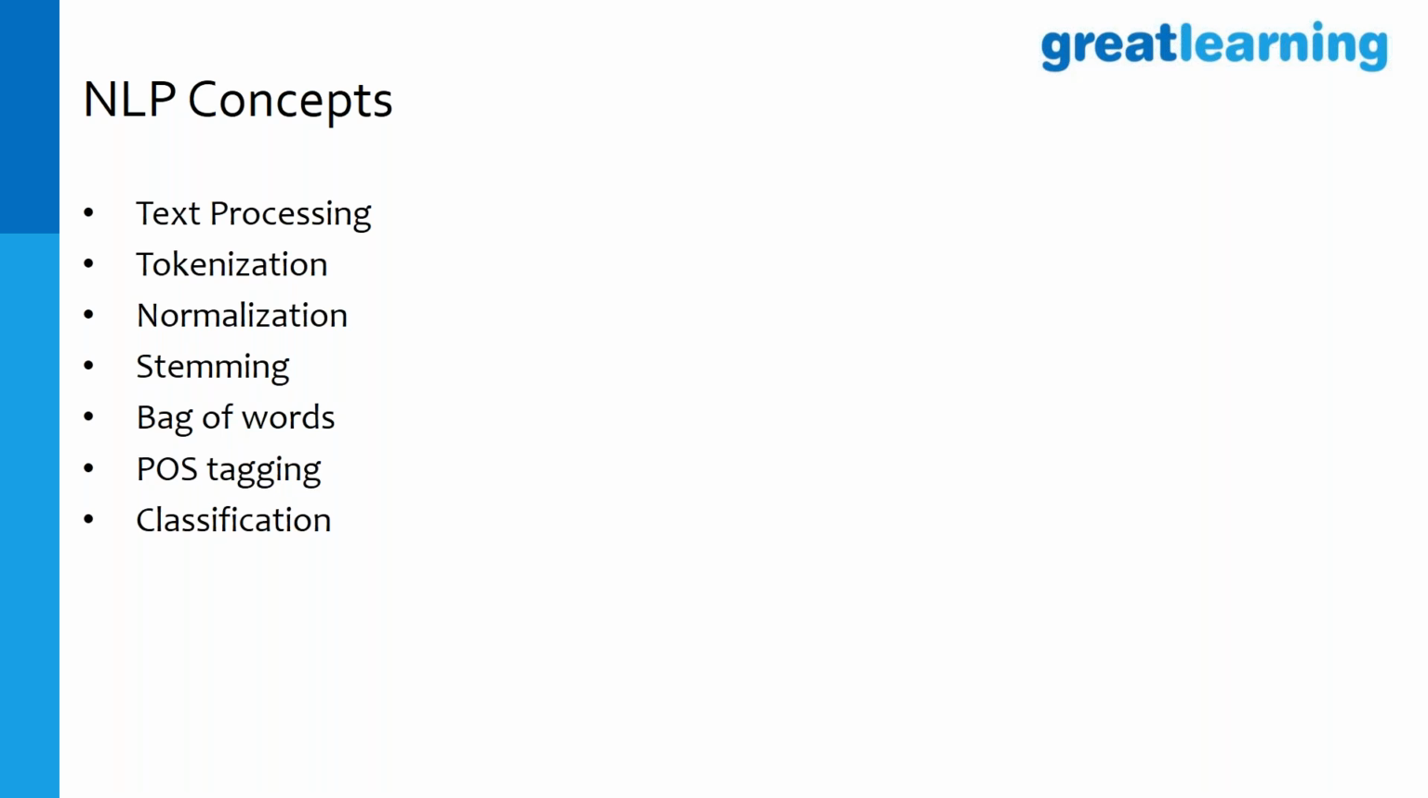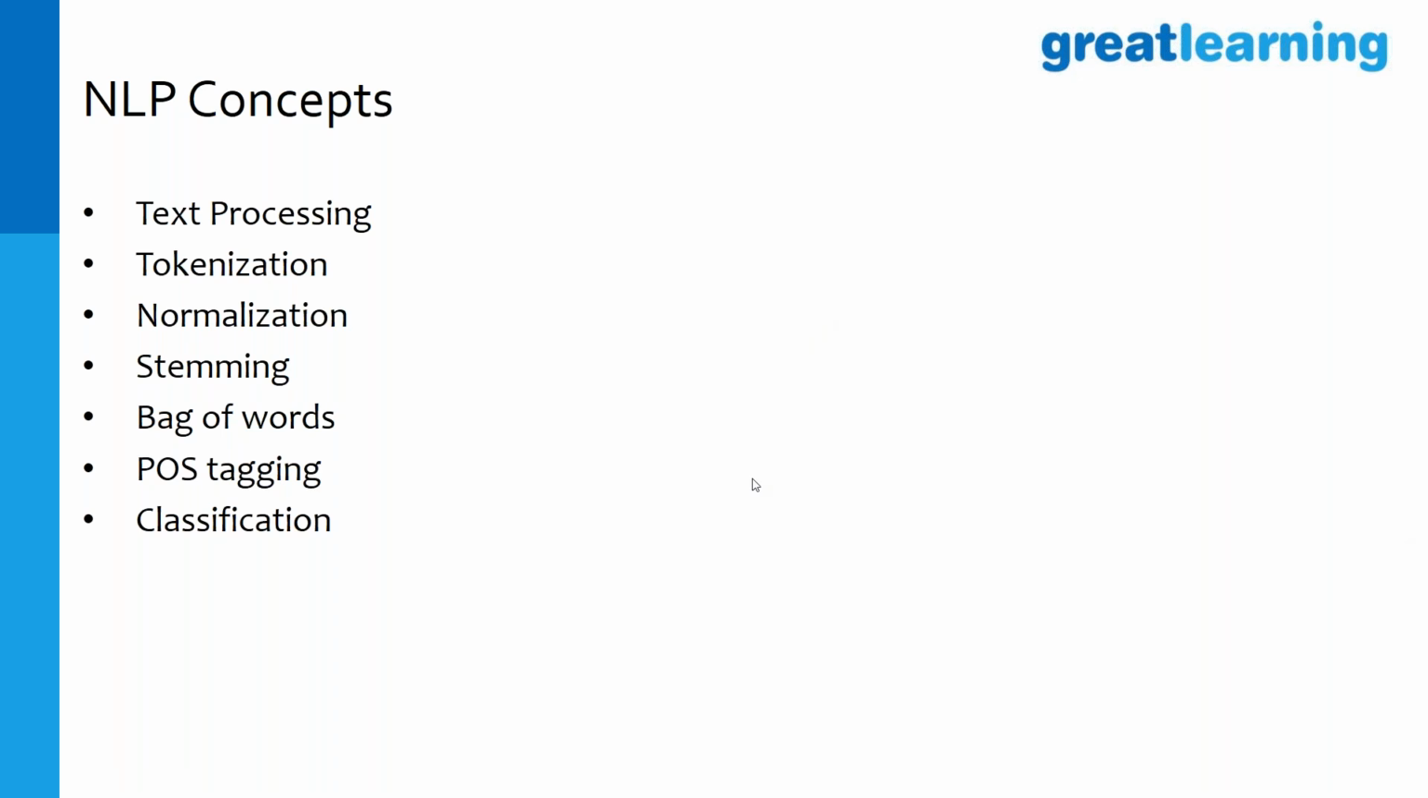Here we are going to cover the NLP concepts. These are some of the important concepts which we need to know to apply NLP algorithms on text data. The first one here is text processing, then tokenization, normalization, stemming, bag of words, POS tagging, and classification. Let us look at each of these in a detailed manner.